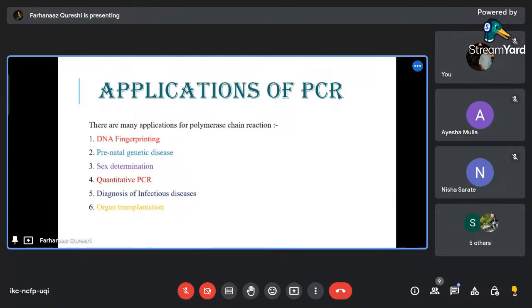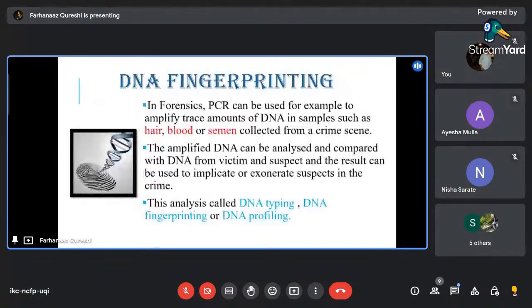Let's start with DNA fingerprinting. It is used in forensics. In forensics, PCR can be used, for example, to amplify trace amounts of DNA in samples such as hair, blood, or semen collected from a crime scene. The amplified DNA can be analyzed and compared with DNA from the victim and suspect. The result can be used to implicate or exonerate suspects in the crime. This analysis is called DNA typing, DNA fingerprinting, or DNA profiling.